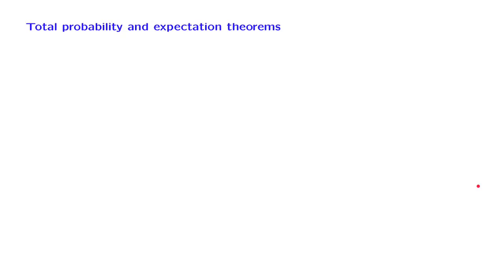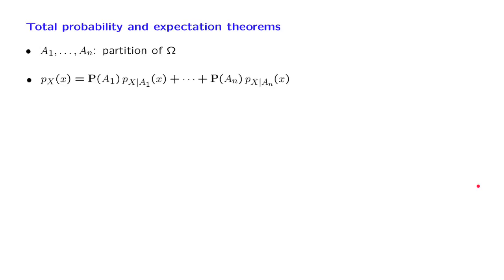For the case where we condition on events, we also developed a version of the total probability theorem and the total expectation theorem. We can do the same when we condition on random variables. So suppose that the sample space has been partitioned into n disjoint scenarios. The total probability theorem tells us that the probability of the event that random variable x takes on a value little x can be found by taking the probabilities of this event under each one of the possible scenarios and then weighing those probabilities according to the probabilities of the different scenarios.